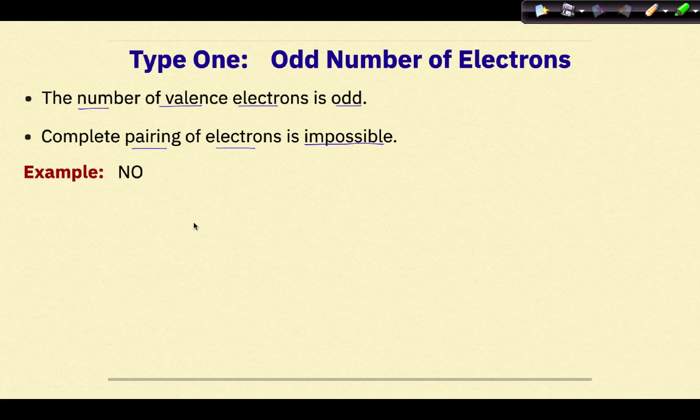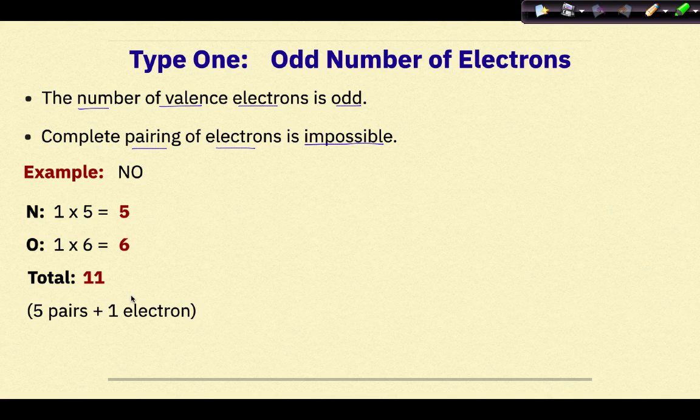So in this situation, we have nitrogen with 5 valence electrons for a total of 5 electrons to work with, oxygen, which has 6 valence electrons to give us 6 electrons to work with, for a total of 11 valence electrons, which results in 5 pairs of electrons and 1 electron left over.